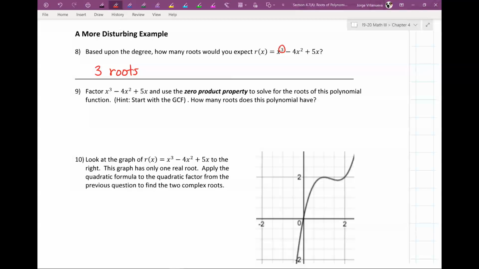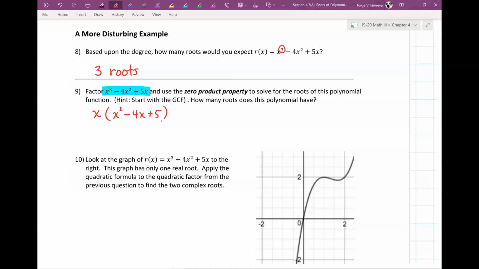Then they say factor this. Use the zero product property to solve. So I'm going to factor it for us really quick. I'm going to take out an x from this function, so it becomes x squared minus 4x plus 5. And then I'm going to try to factor x squared minus 4x plus 5, but what's going to happen is it's not going to be possible. I will not be able to factor x squared minus 4x plus 5 using the x method or any other method besides solving for it using the quadratic formula, but we'll talk about that in a bit. I can't factor this.